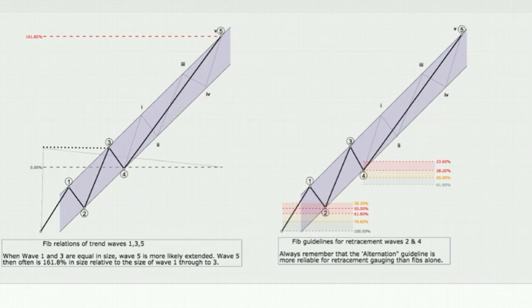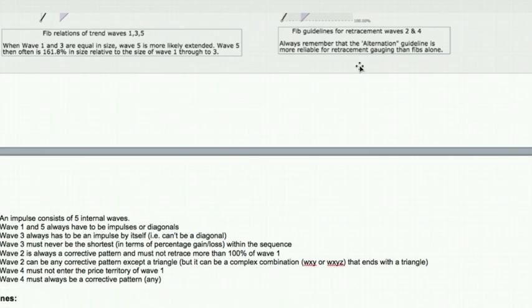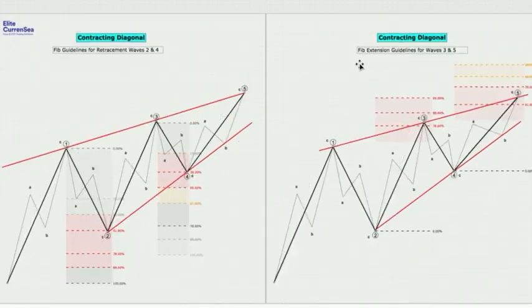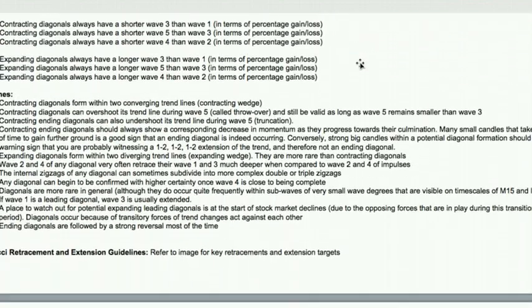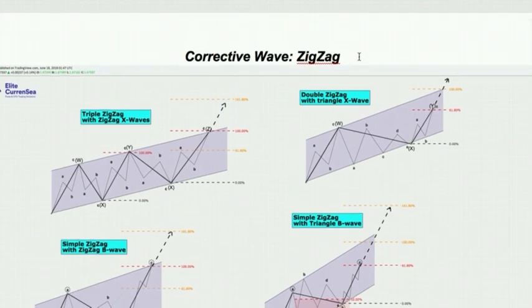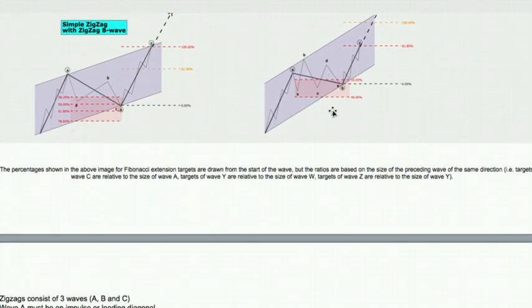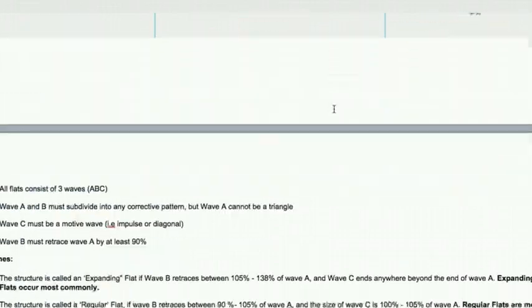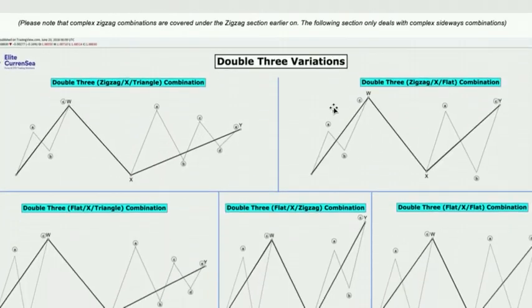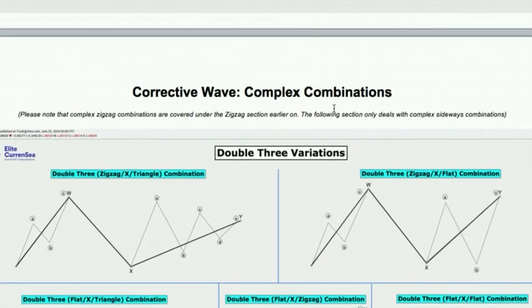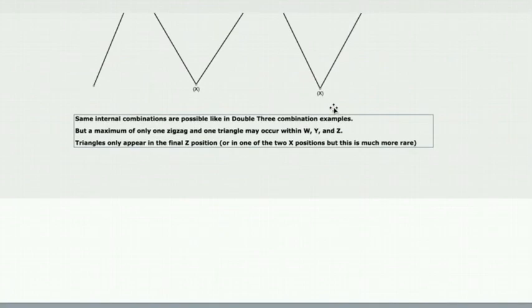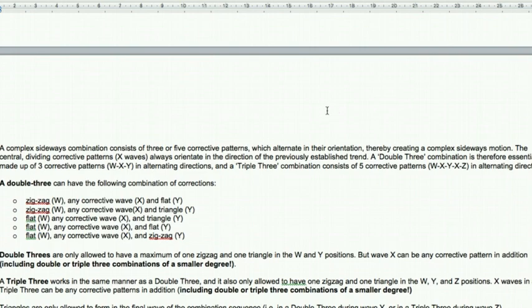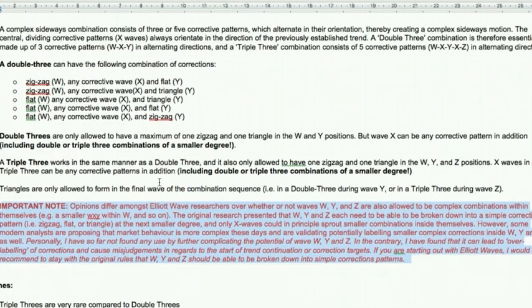In that same fashion, the whole guide continues. You get one pattern after the next, diagonals, and then we move into corrective patterns, starting off with simple zigzags and getting all the way to the more complicated patterns down below, the complex combinations. So it's the same principle all along. You get everything you need to know below the images.